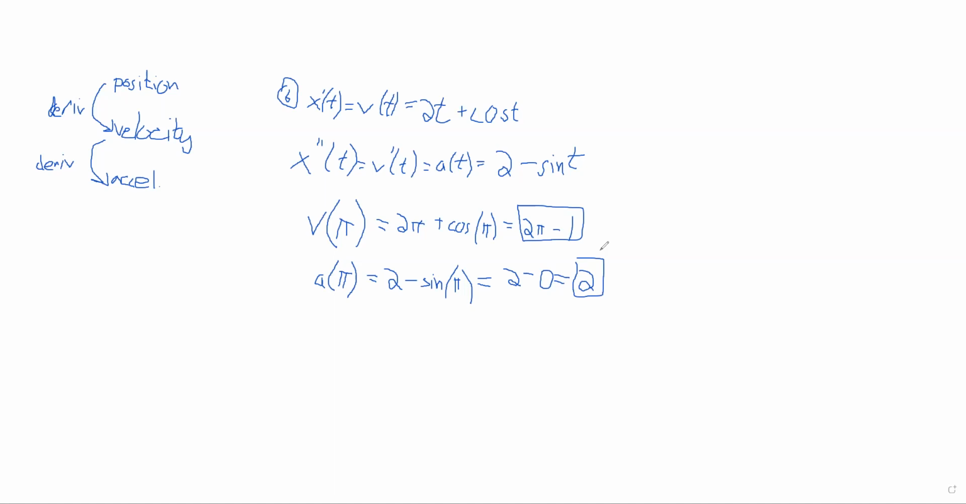Differentiability implies continuity. Maybe skip to 9. Sure. All right, so let f be the function defined below, where c and d are constants. If f is differentiable at x equals 2, what are the values of c and d? If it's differentiable at x equals 2, that's also telling you that it's continuous at x equals 2.